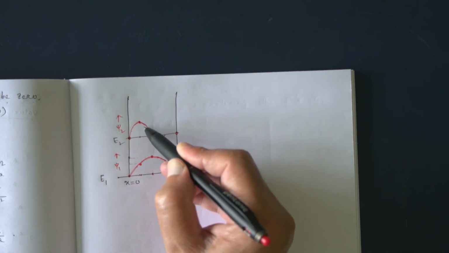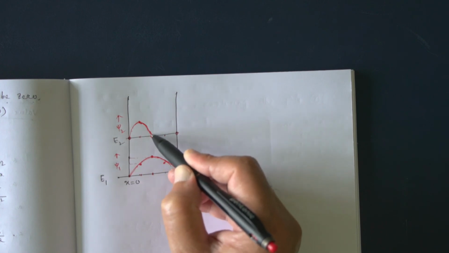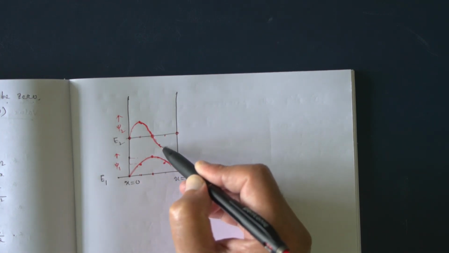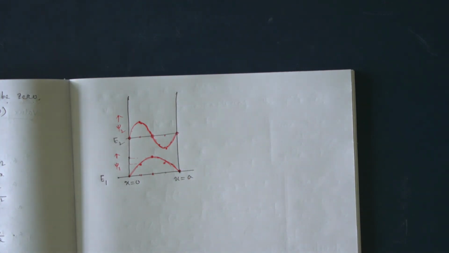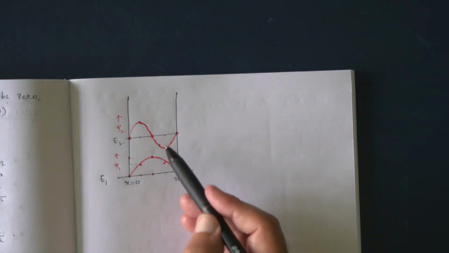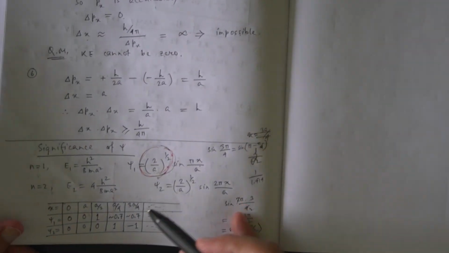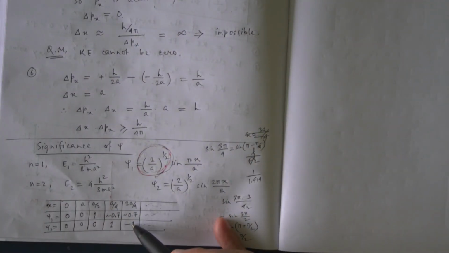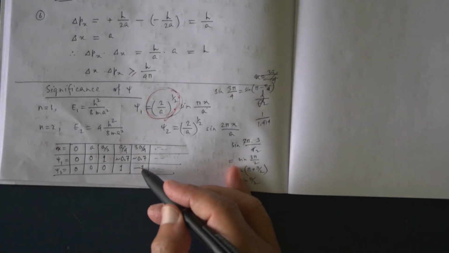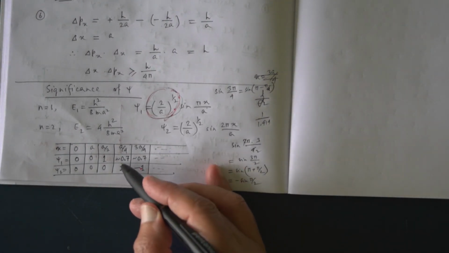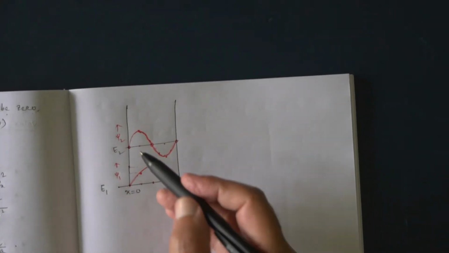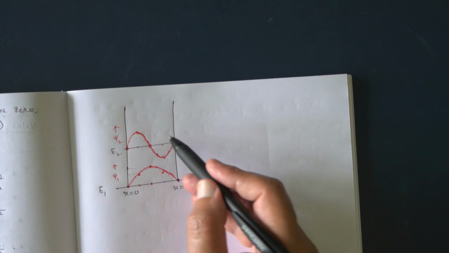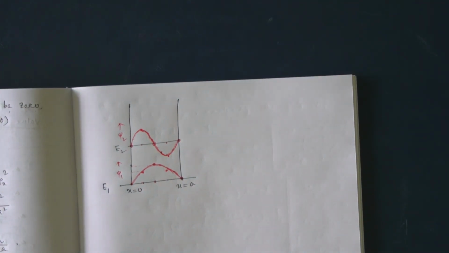This is freehand drawing. So the graph will be like this. You see? The graph is this. Here, the sign of the wave function is negative. Here, the sign of the wave function is positive. Negative, positive, negative. We get this type of graph.